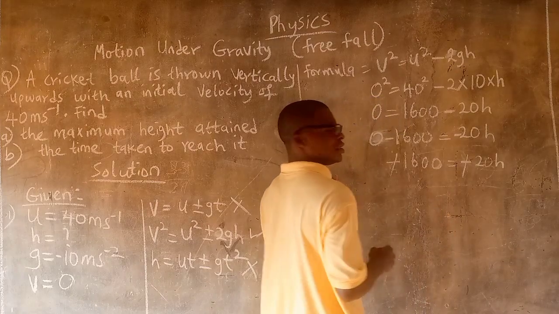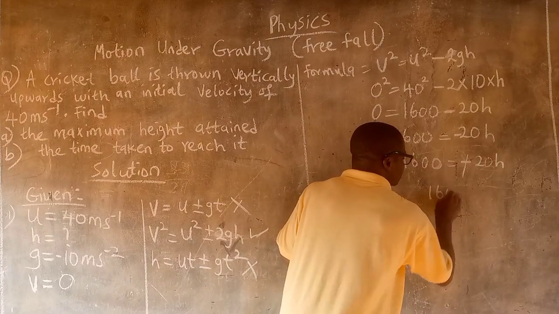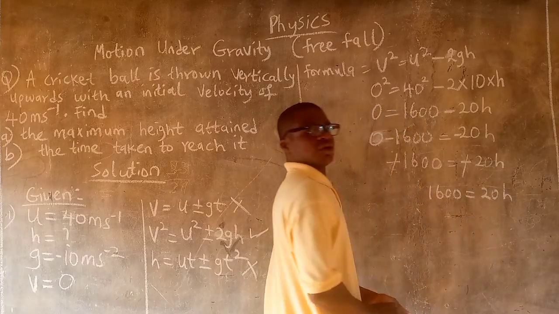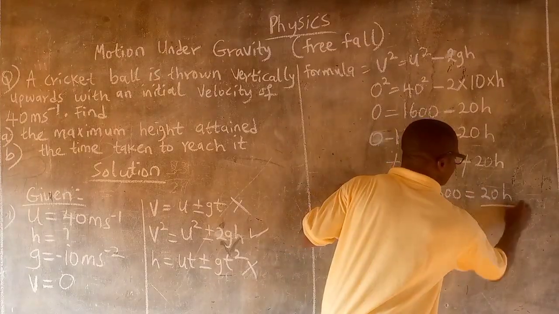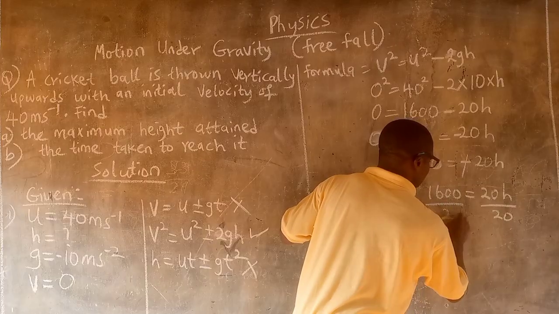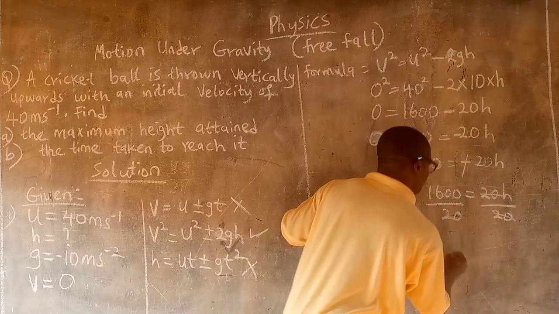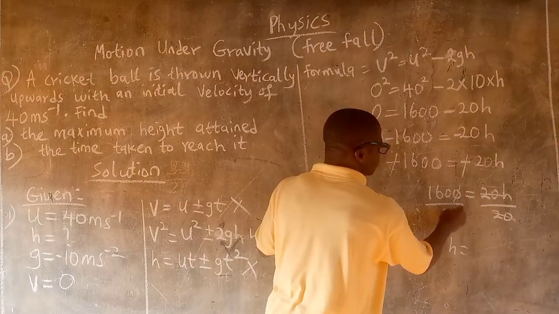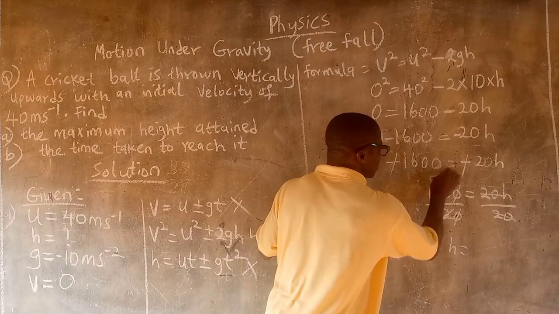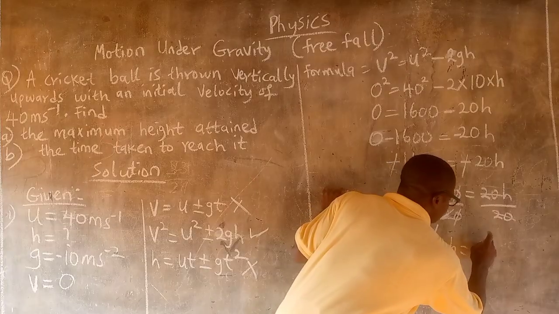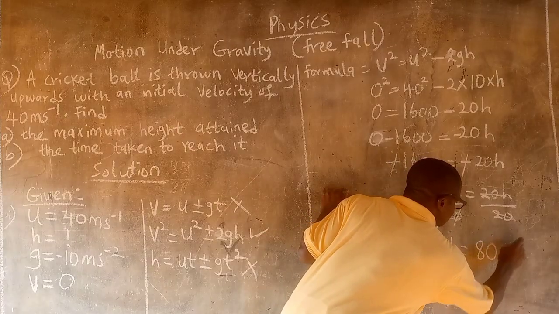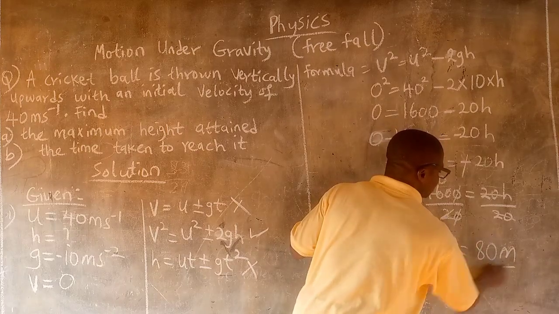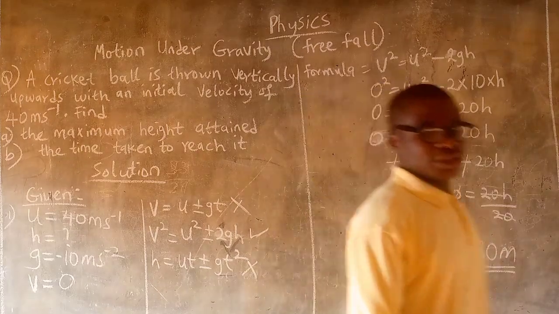Negative sign cancels negative sign. I have 1600 equals 20h. For height to be alone, divide both sides by 20. 20 cancels 20. Therefore, height is equal to 0 cancels 0, 2 divides itself 1, 2 divides 16, 8, 2 divides 0, 0. Height is 80 meters. So the maximum height attained by the cricket ball is 80 meters.